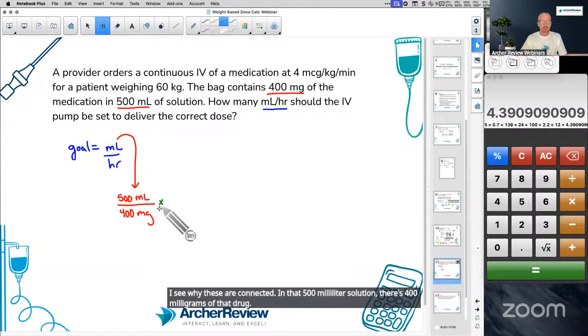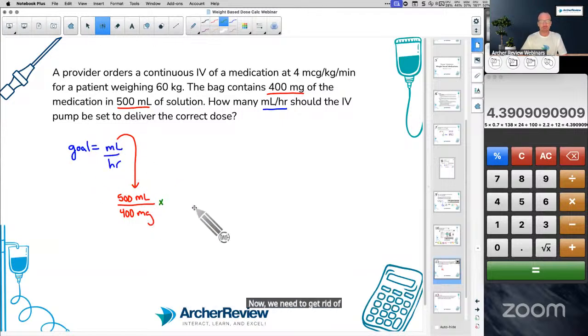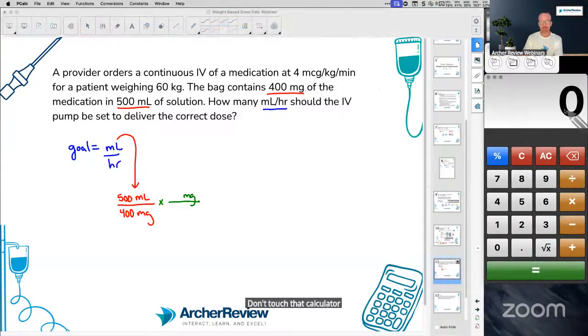Now, we need to get rid of milligrams because that's not part of our goal. So I'm going to put milligrams at the top. What's the problem here? The problem is that milligrams is not in our problem. We have micrograms in our problem. What are we going to do? Don't touch that calculator. Nope. Clear it out. Don't touch it. We need to get rid of milligrams, but we have micrograms. We need to do a conversion.